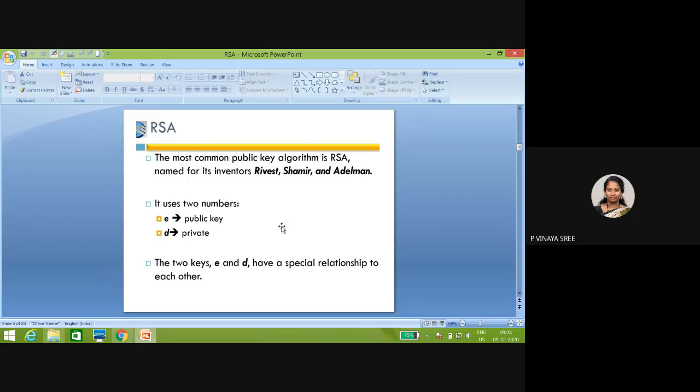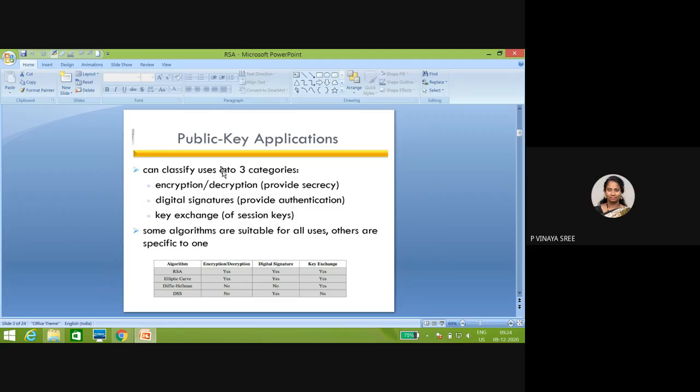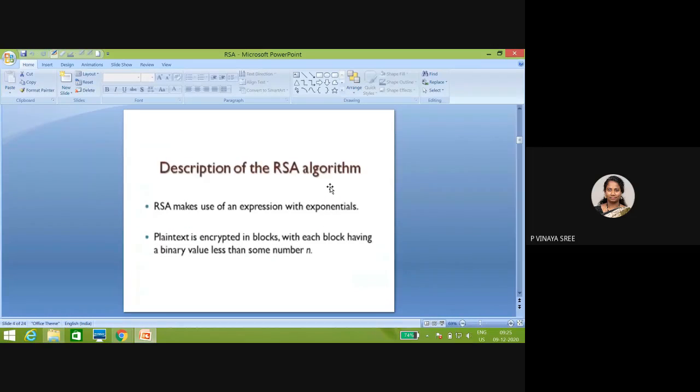Now this RSA is used for providing encryption and decryption, which is confidentiality. Just now I said that it will be of three categories: one is encryption and decryption, the other one is digital signature, and the other one is key exchange. If you want to provide encryption and decryption, it provides secrecy, meaning confidentiality. In yesterday's class we discussed public key cryptography. For providing confidentiality, with which key do we have to encrypt the message and with which key do we have to decrypt the message?